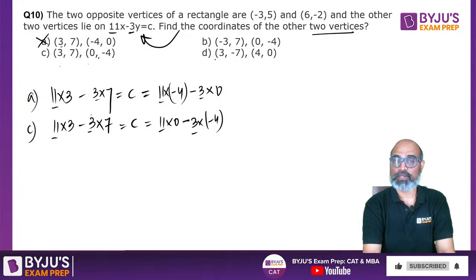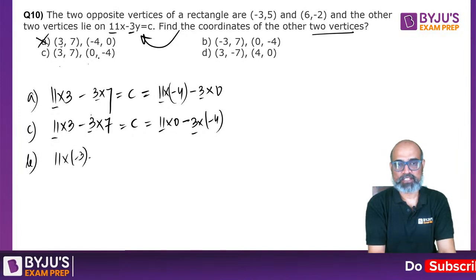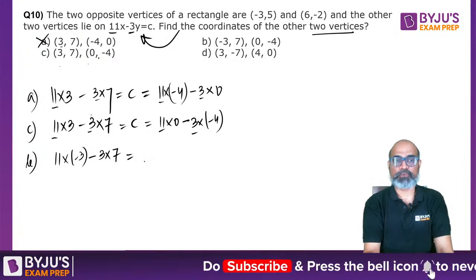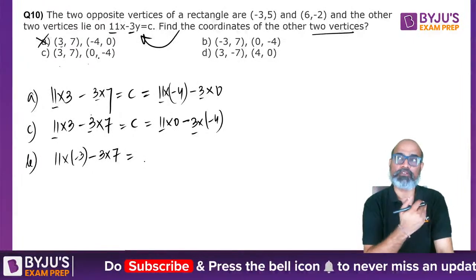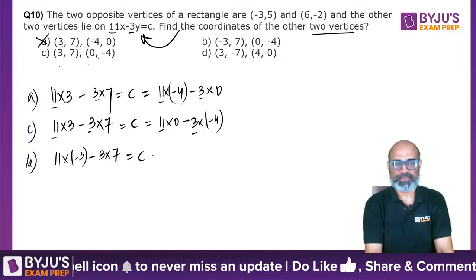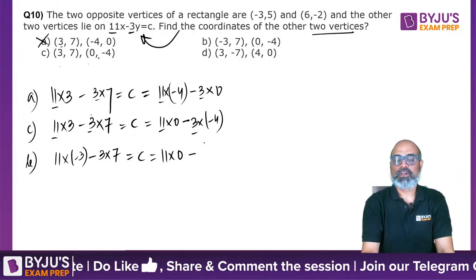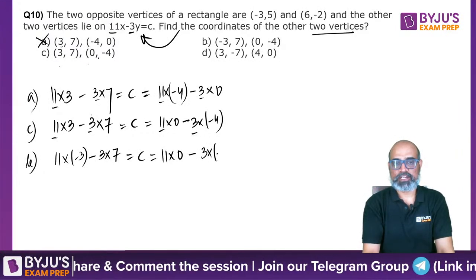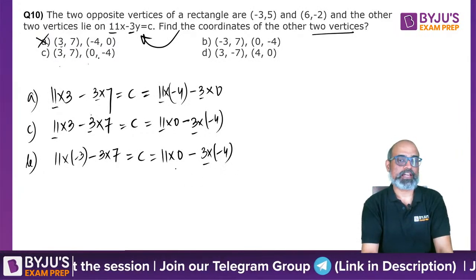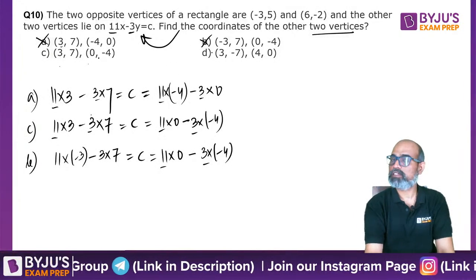Okay, let's take a look at B. So we have 11 into minus 3 into 7, which is going to be minus 33 minus 21, which is going to be minus 54. This is equal to 11 into 0 minus 3 into minus 4. No way that this is going to be minus 54 ever. So B also cannot be it.